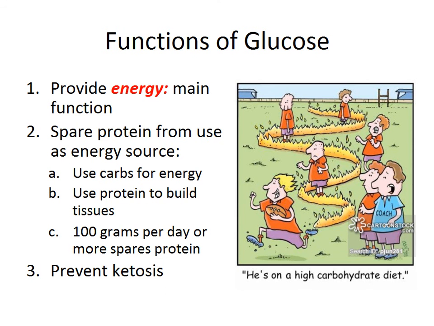And again, the main function of glucose is to provide energy. Also, getting enough carbohydrates to provide glucose for energy spares proteins that you eat to be used for lean tissue building and immune system function. So generally 100 grams a day or more of carbohydrates will spare the protein to be used for lean tissue building and muscle building.